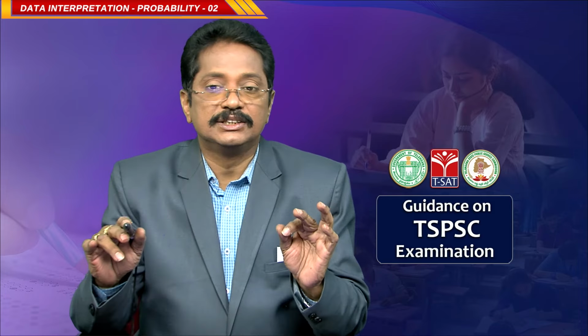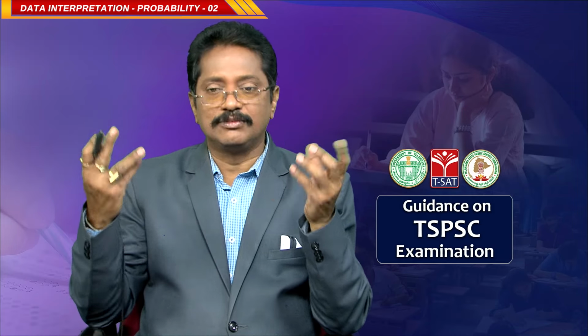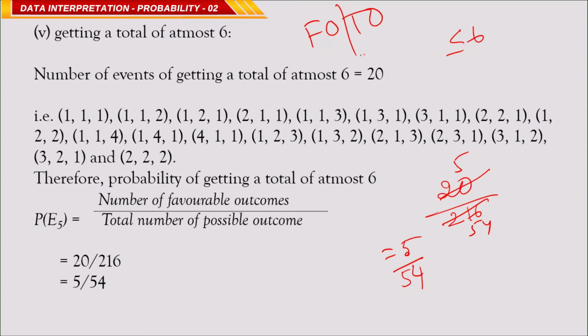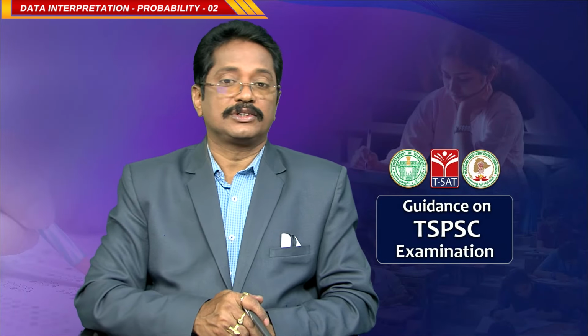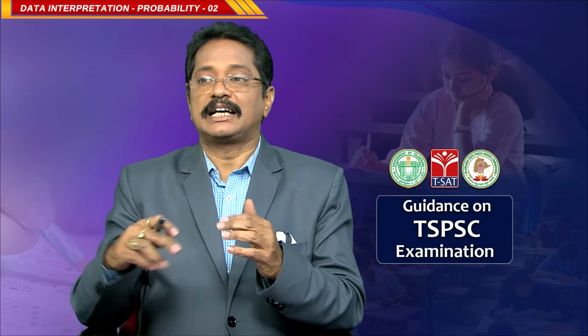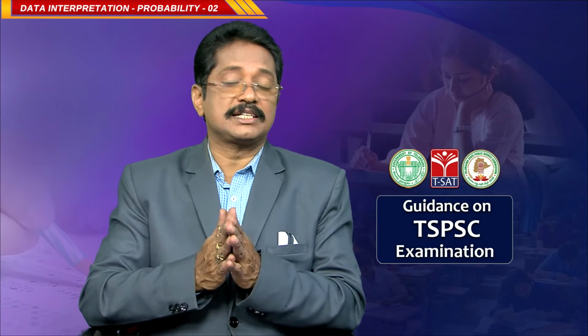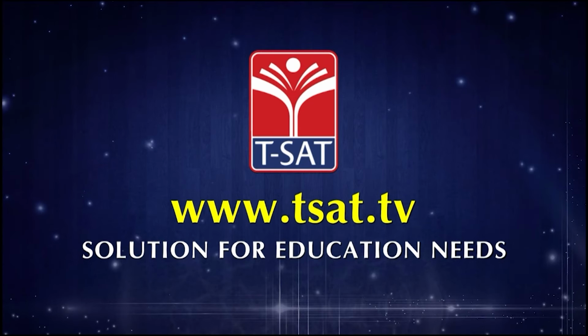Is it clear? If you want to remember this, just remember the word FOTO. FOTO means favorable outcomes by total outcomes. In this manner, you can calculate any question from the probability chapter. I hope you understand the probability concept and definitely you can score the maximum from this topic of probability. Thank you.